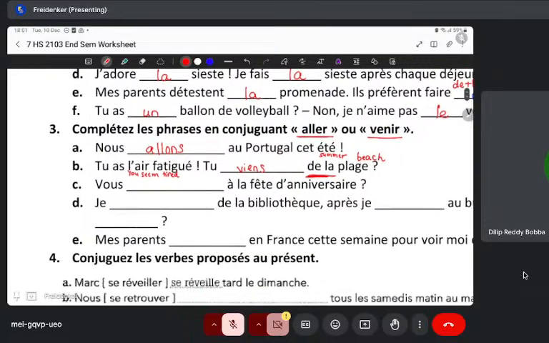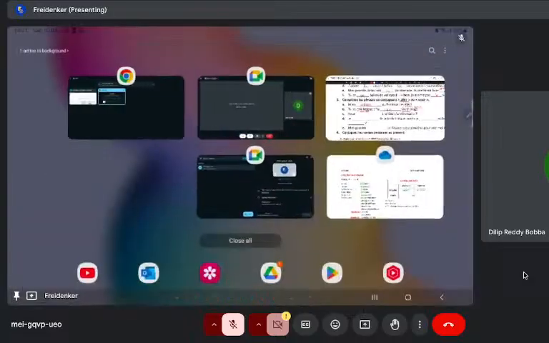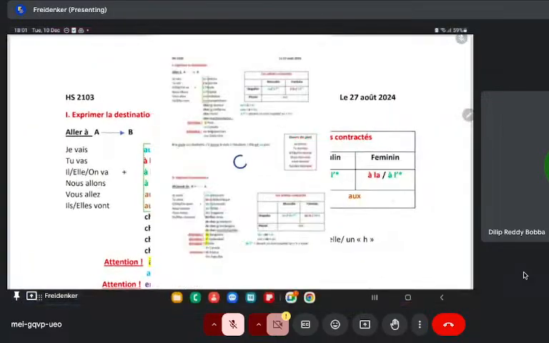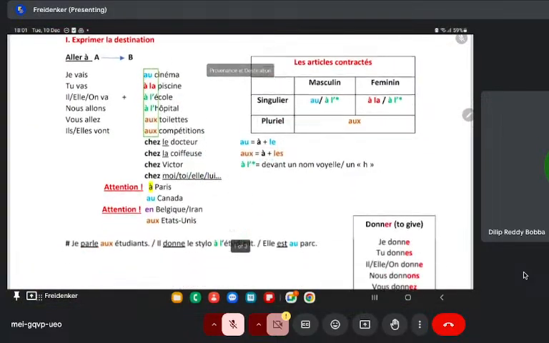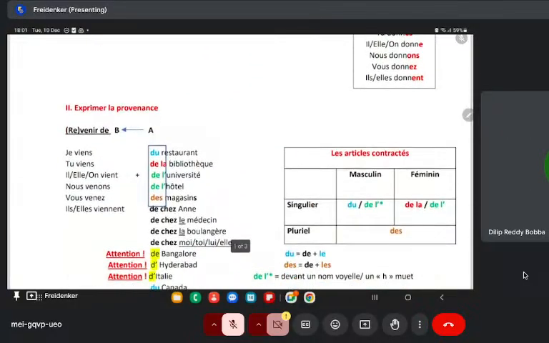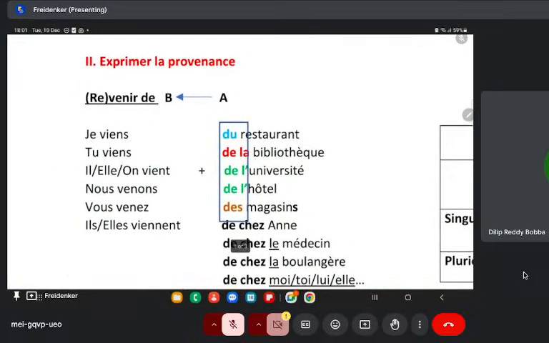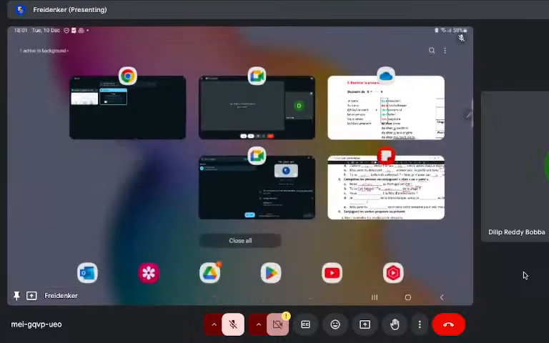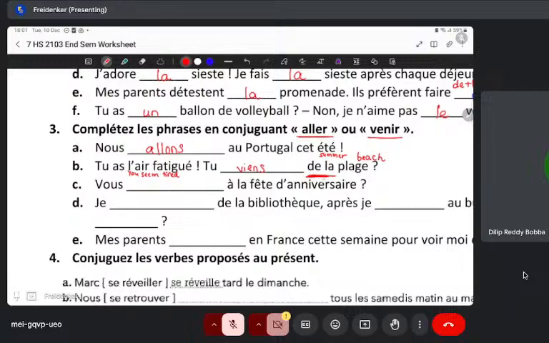Now I will not be going back and forth. I will just fill the answers. I'll assume that you know the conjugation. In case you don't know, don't worry, all the files are there. Just go through the conjugation. Let me show you once. The conjugation of venir is here. Tu will take whatever is given there. So, are you coming from the beach? Été is summer.